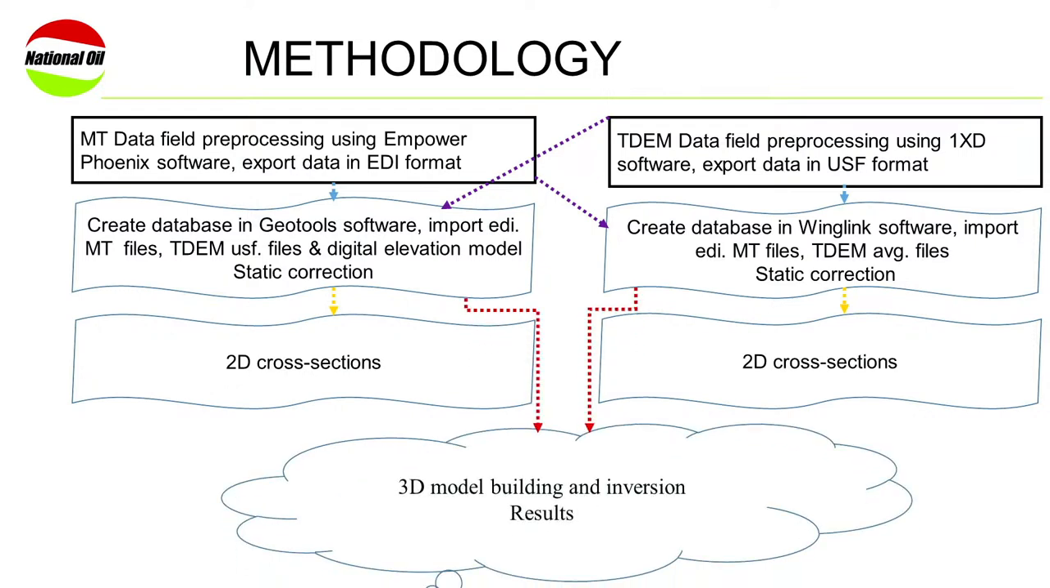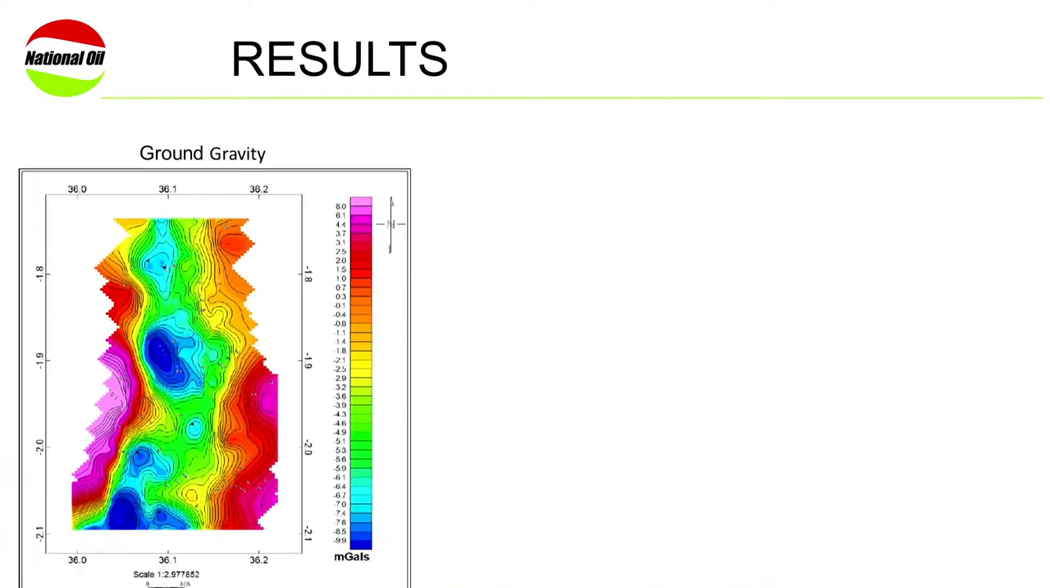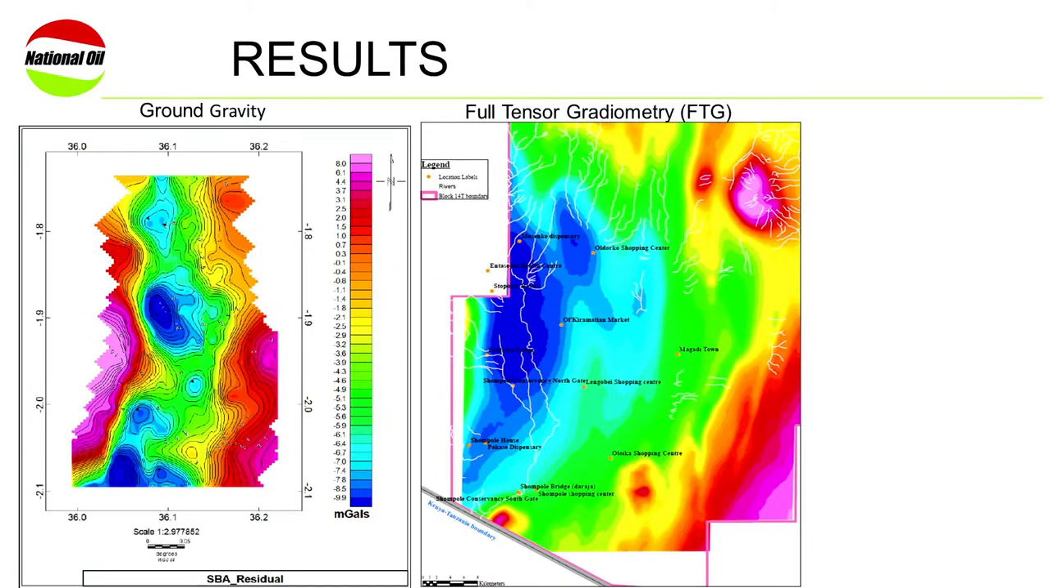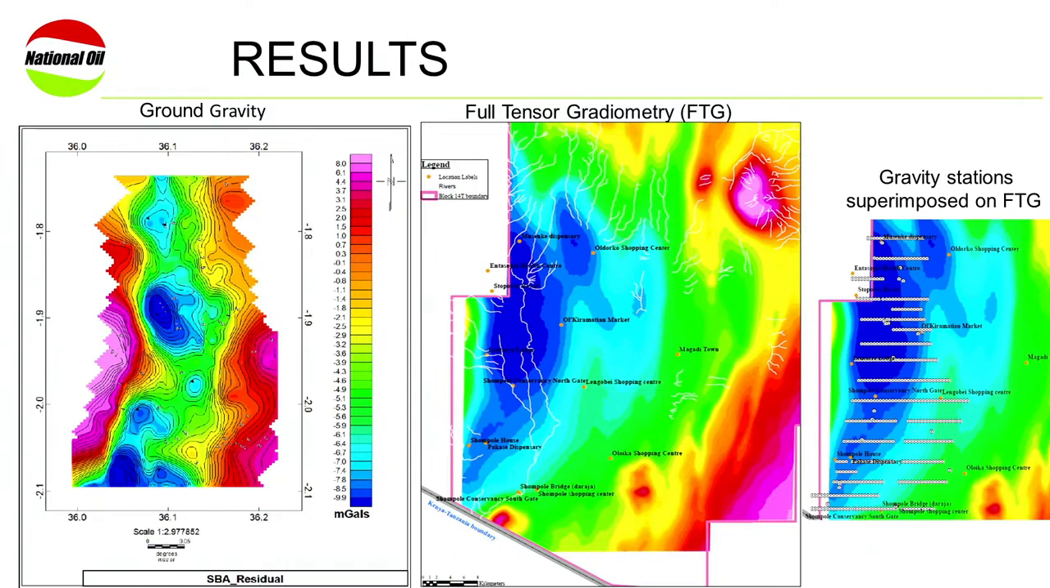So the aspect that we want is really looking at the 3D model. And this we're using, as I mentioned, the CGG GeoTools to be able to build and invert and then have the results. So the results are, of course, you can see that was ground gravity, you have FTG. So there is an area of interest. There are anomalies that you can see. So when you integrate where we have the gravity data sets and where we have the FTG, there's a consistent anomaly that we can see.